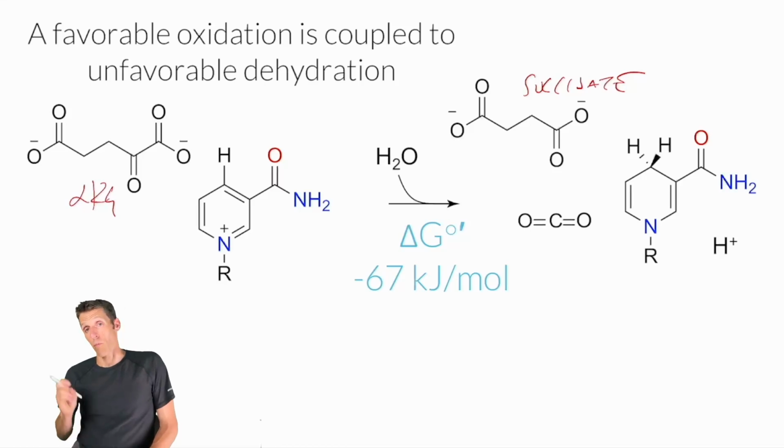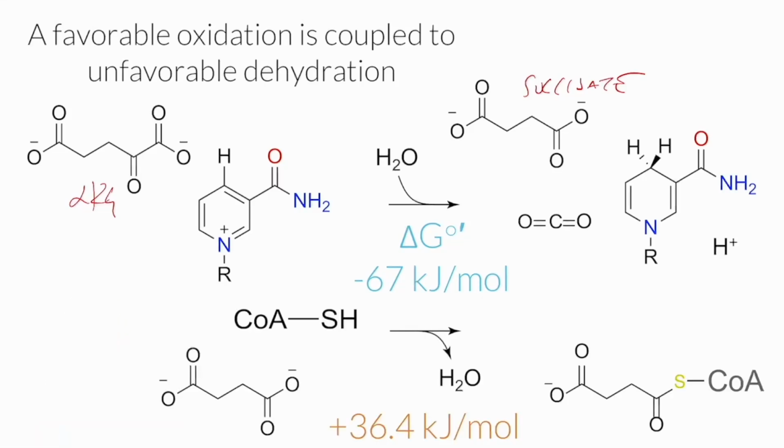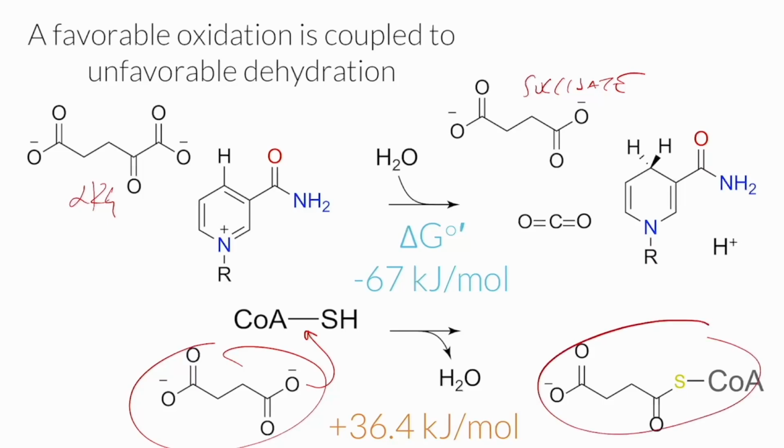It's extraordinarily favorable, minus 67 kilojoules per mole, to do this redox reaction. We couple this to an unfavorable reaction, and that is the condensation reaction of taking that succinate and gluing it onto our CoA to generate succinyl-CoA. So very favorable, unfavorable. Together, it's still favorable, right? But now we're doing something with that reaction.